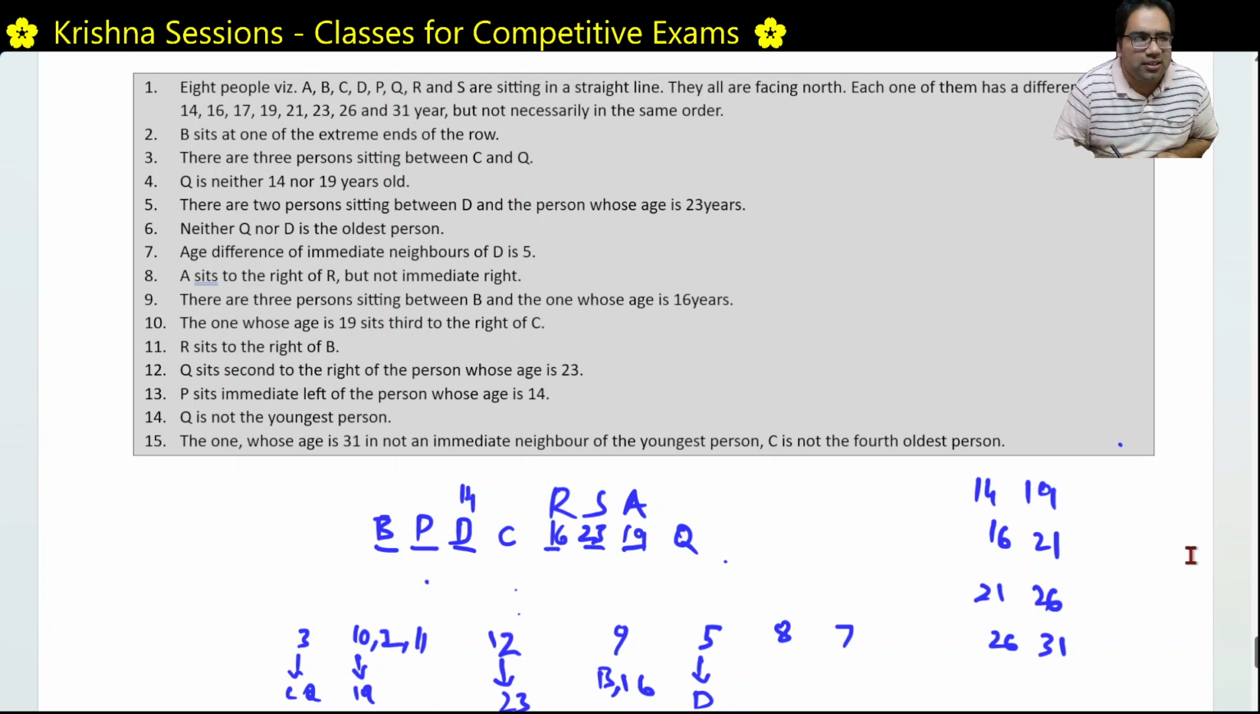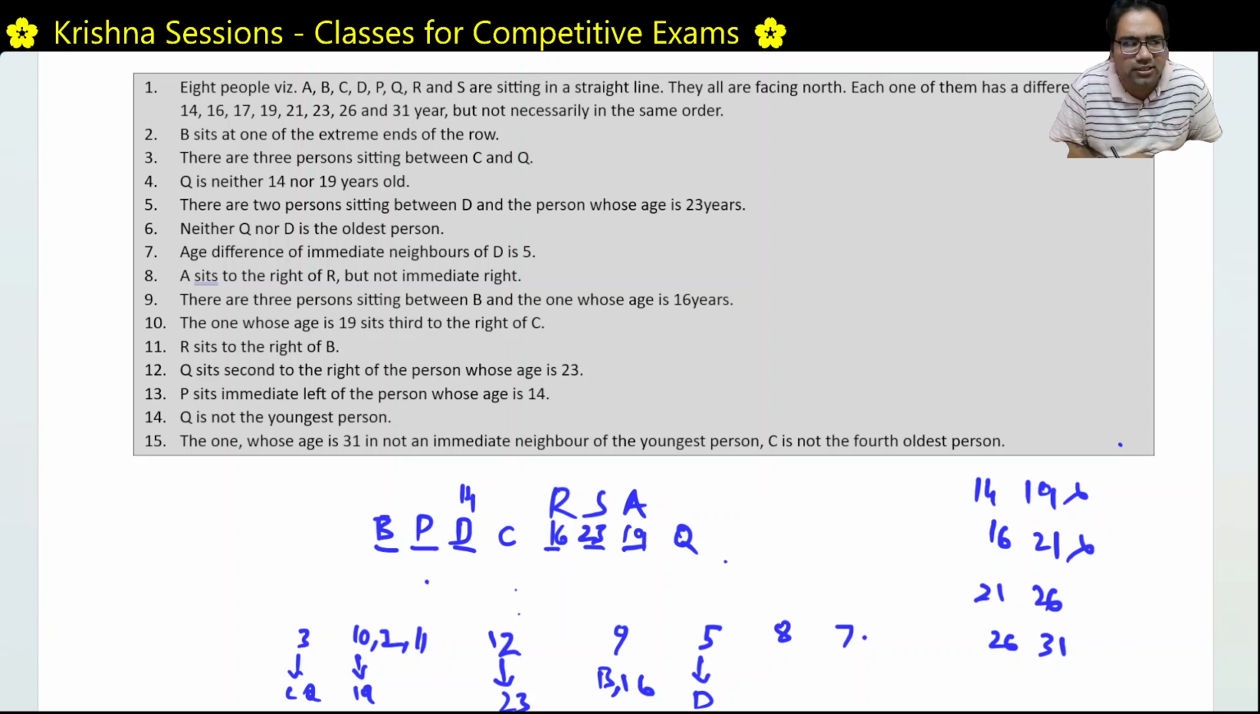Now let's look at this. If D himself is 14, there cannot be 14 and 19, right? D himself is 14, so this option is gone. 14 and 19 cannot sit next to D because there is only one person who has got age of 14. Similarly, R is 16, so there cannot be another 16 sitting next to D, because R is already taken. So this is already gone. We are left with 21, 26 and 26, 31. It could be any of these.